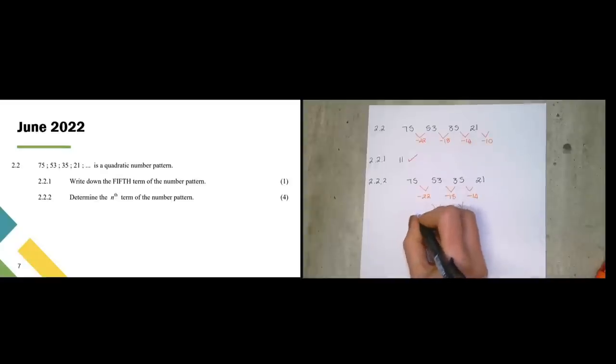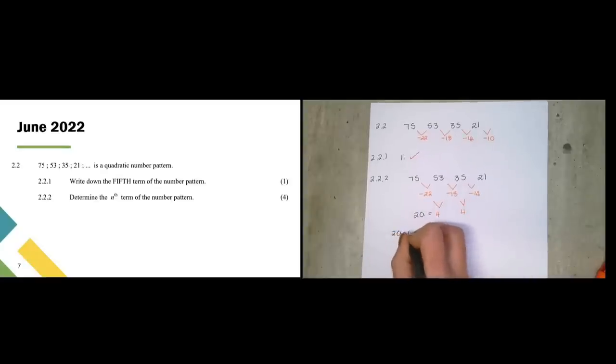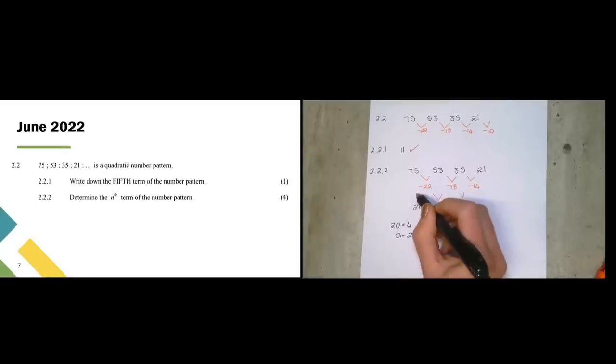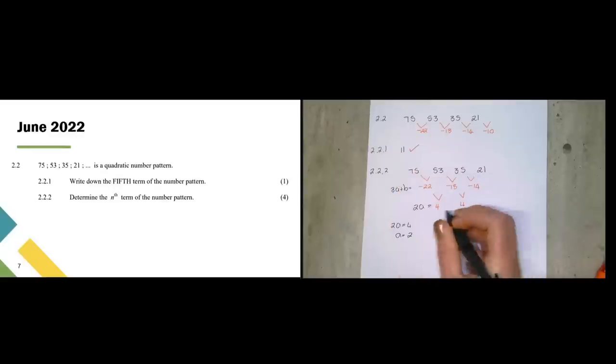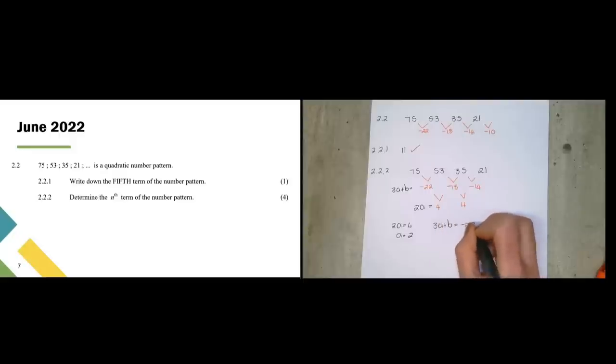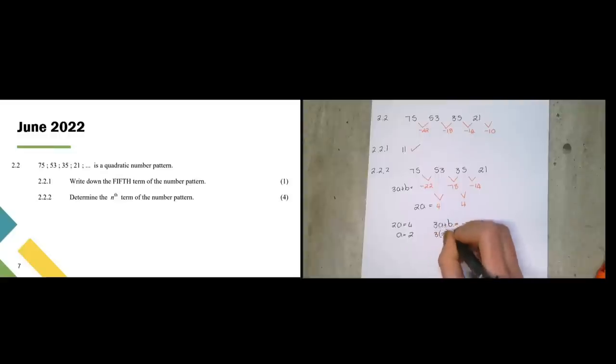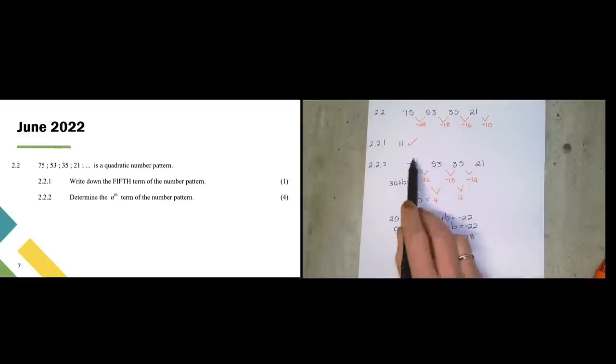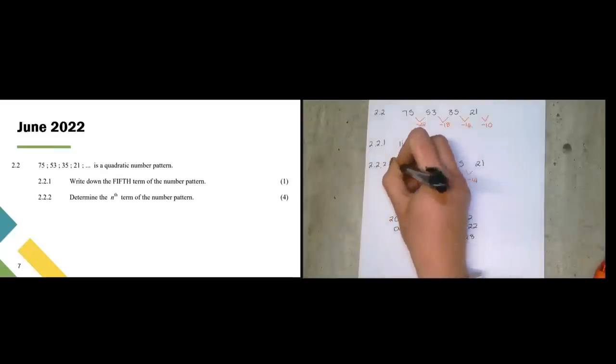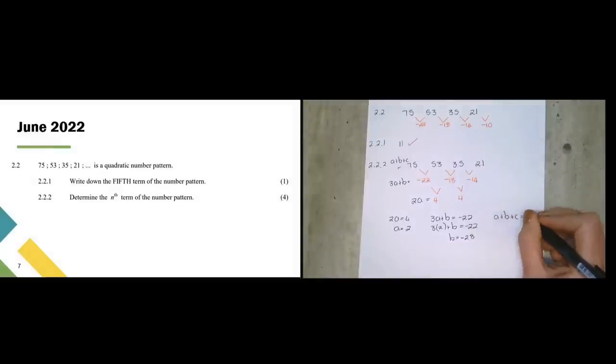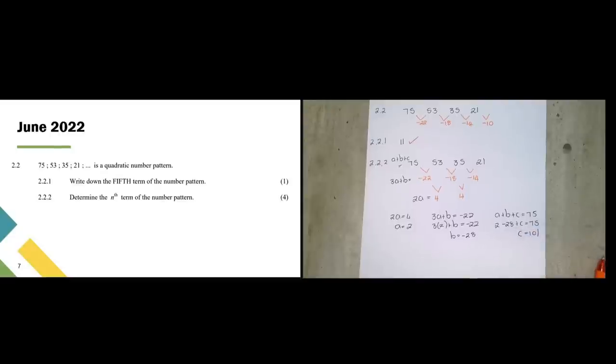So to get our formula, we know 2a is equal to my second difference. So 2a is equal to 4, so a is 2. We know the first term of the first differences is equal to 3a plus b. So 3a plus b is equal to negative 22. We just calculated a was 2, so we can substitute that in, and we can work out that b is negative 28. Then we know the first term of the original series is equal to a plus b plus c. So a plus b plus c equals 75. I calculated a as 2 and b is negative 28. I can substitute them in, plus c equals 75. So c calculates to be 101. So what is my general term? Tn equals 2n squared minus 28n plus 101.